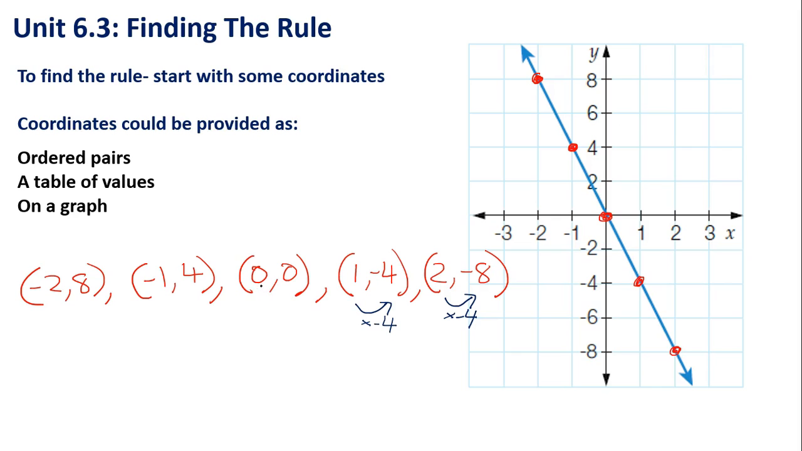And if we multiply by -4, again, 1 times -4 gives us -4. 0 times -4 will give us 0. -1 times -4 will give us +4. So our rule must be y equals -4x. If it goes through the origin, that's a good clue that the operation must be multiplying and dividing, and there's been nothing added or subtracted, because if we multiply or divide anything by 0, we'll still end up with 0.